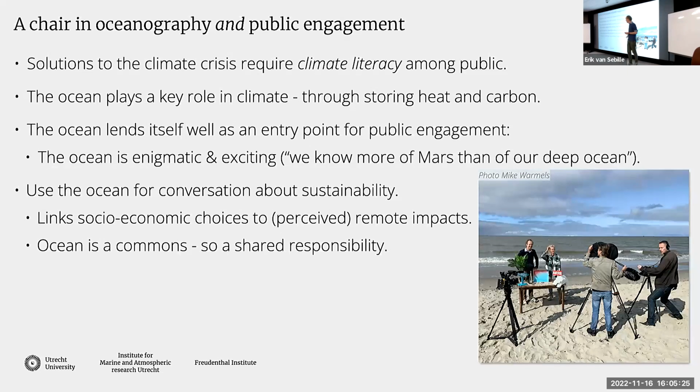And the other thing is that the ocean is a commons, so it's a shared responsibility. So we can use it to talk about an international perspective, and it doesn't immediately get into national interest and fighting between continents and countries. It is really ours to do. So that is why I think it's interesting to think about public engagement, science communication from the point of the ocean. But more in general, I think it's interesting to think about science communication, right?